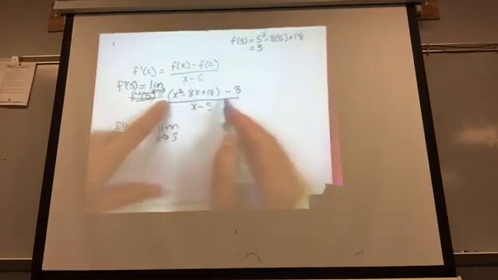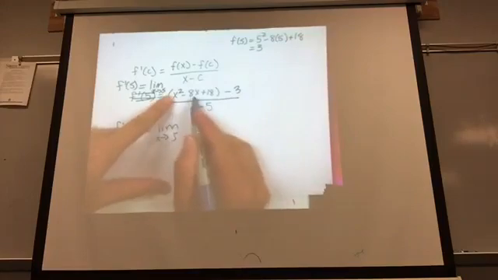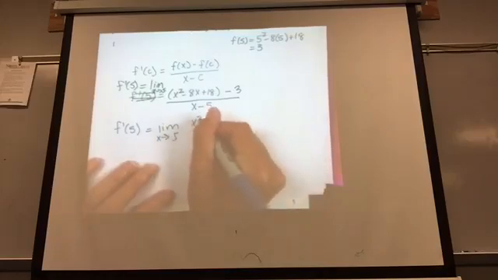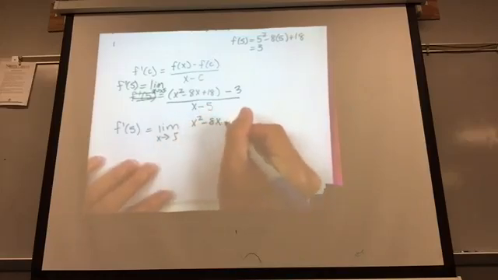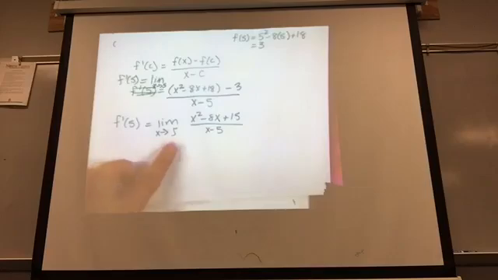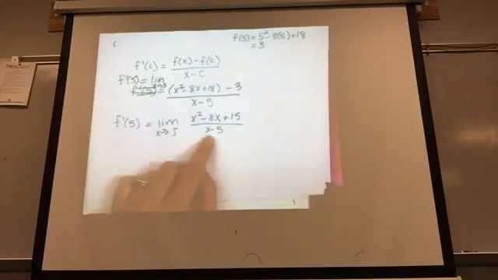Now I'm just going to simplify. So I have x squared minus 8x, 18 minus 3 gives me 15, over x minus 5. And we just spent a whole unit on evaluating limits. I can't plug it in right now. So what do I do instead?